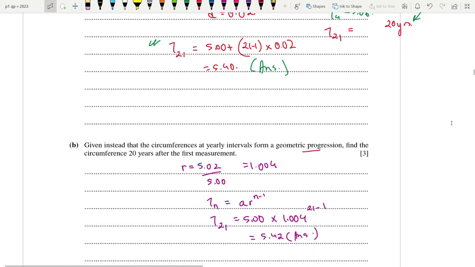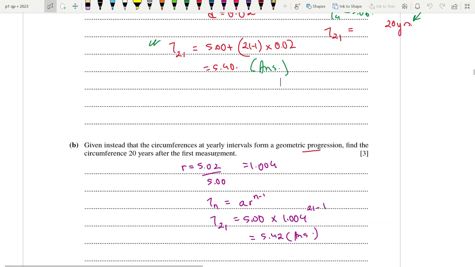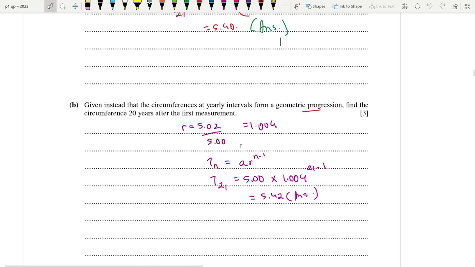Next. Given instead that the circumference at yearly intervals form a geometric progression, find the circumference 20 years after the first measurement. Okay, so now we need to find out the common ratio, which is second term by first term, 5.02 by 5, which is 1.004. So now we just find out T21 again, 20 years after the first one. So T21 is equal to a r to the power n minus 1. That's the formula given in the data booklet. 5 times 1.004 to the power 21 minus 1, which gives us an answer of 5.42. Pretty straightforward.